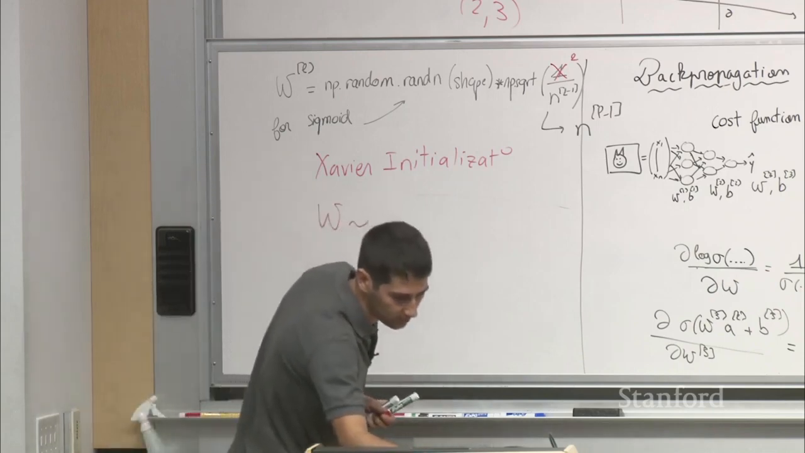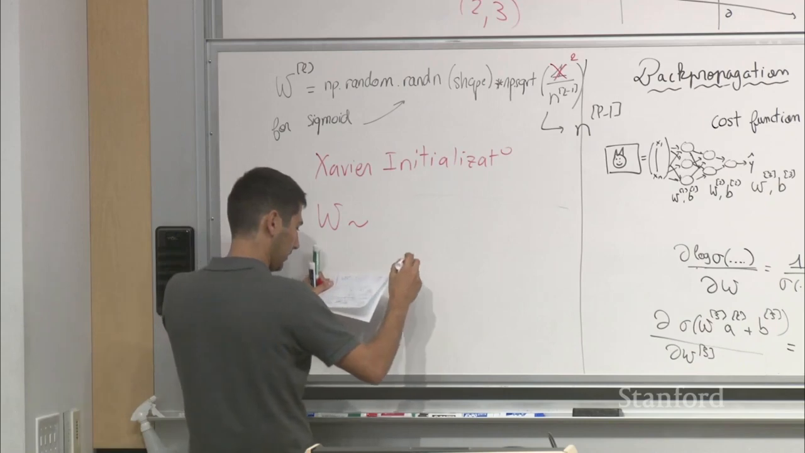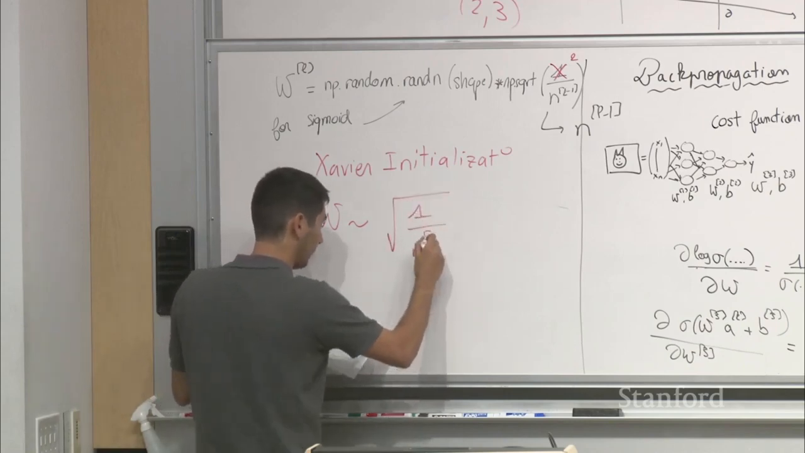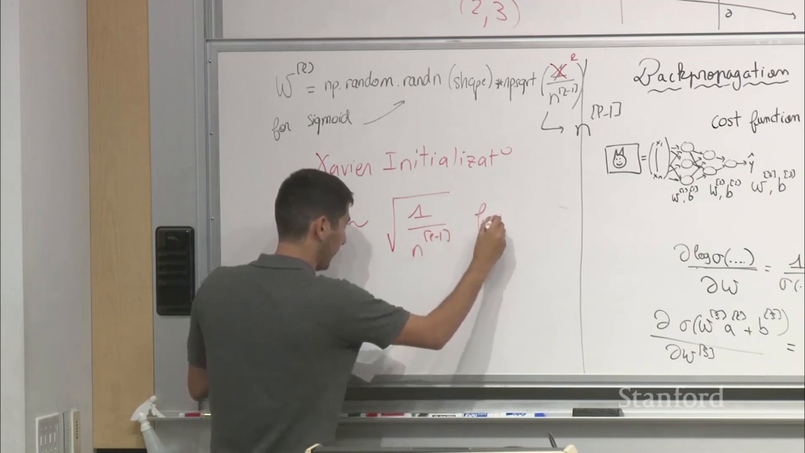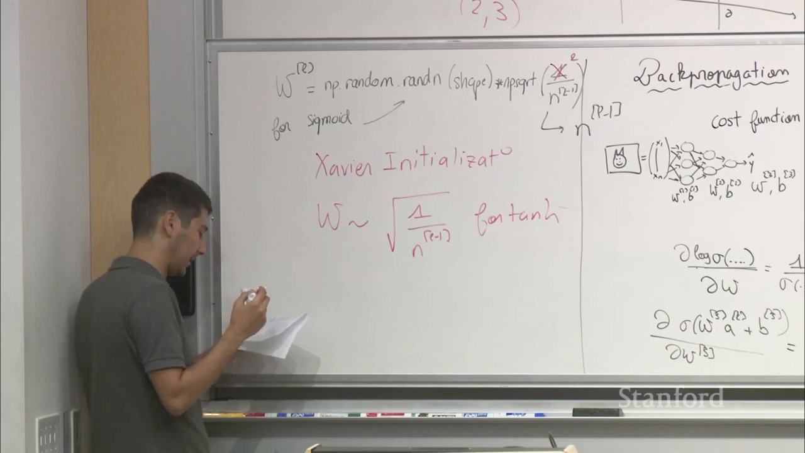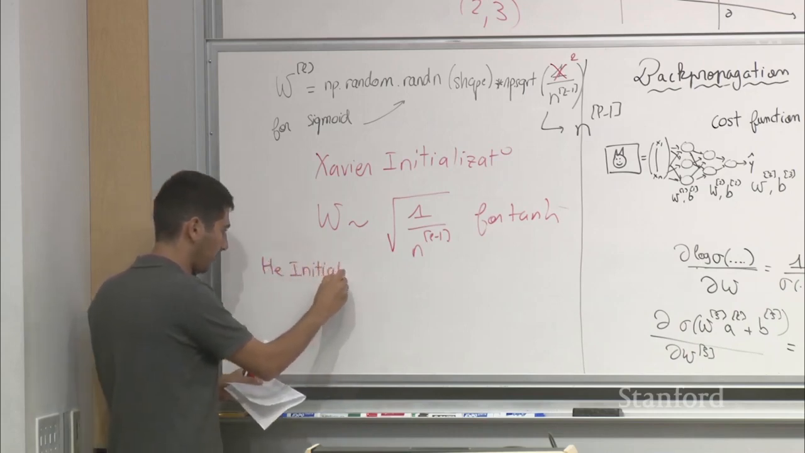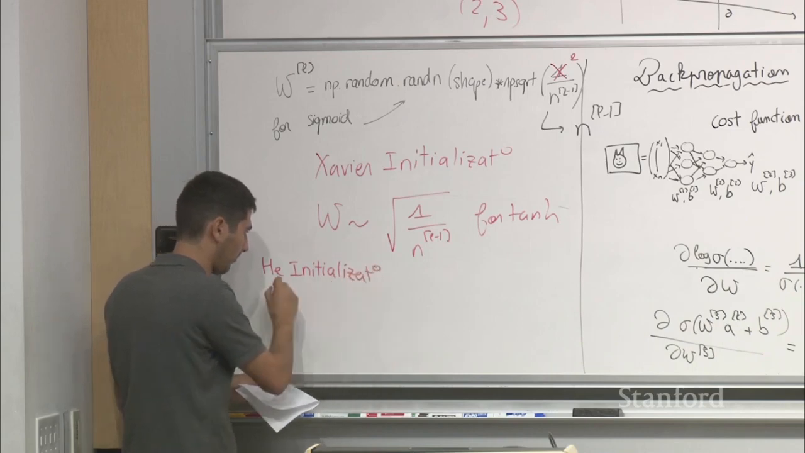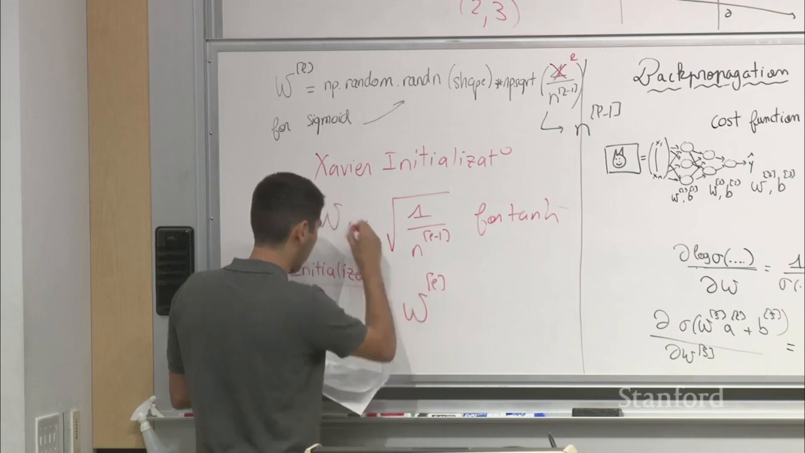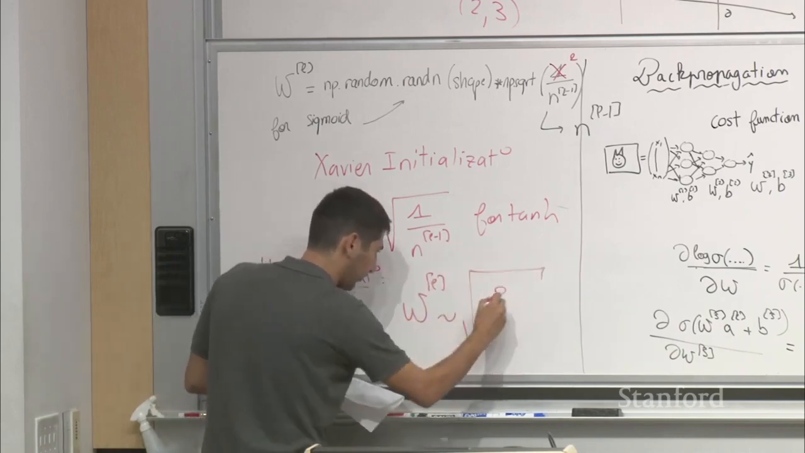Which proposes to update the weights using square root of 1 over n L minus 1 for tanh. This is another one. And another one that is, I believe, called He initialization, recommends to initialize the weights of a layer using the following formula.